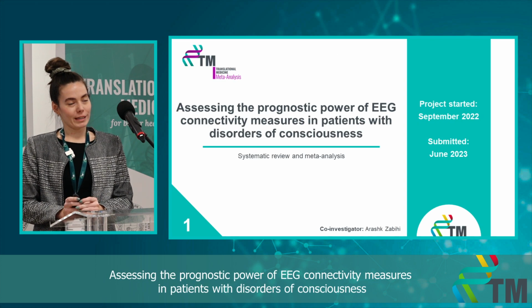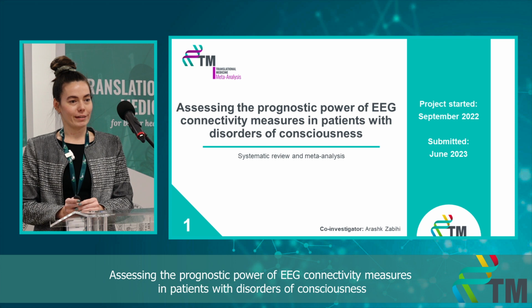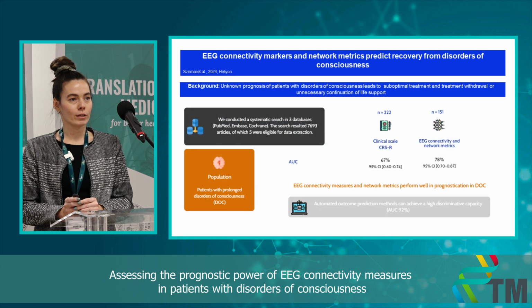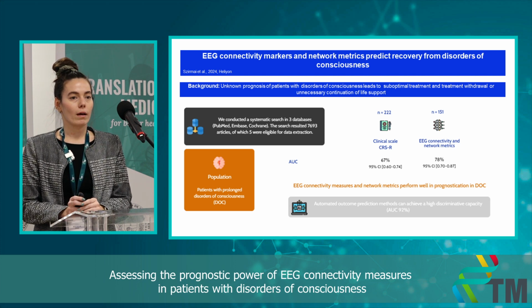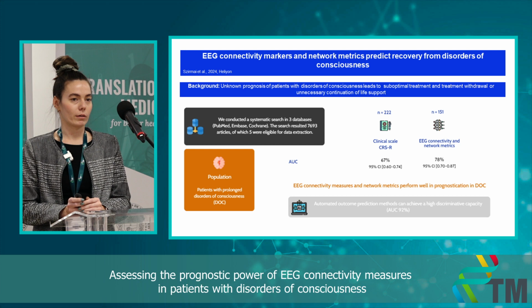My first project is already under review at the journal Heliyon. The scope of the project is really similar to my third project, it's just a smaller scope study. The rationale behind it is the same. In this study, we could prove that EEG connectivity markers are much better than the CRS-R scale, and we could also show that AI tools, automated outcome prediction methods, outperform the other existing measures that we have assessed.